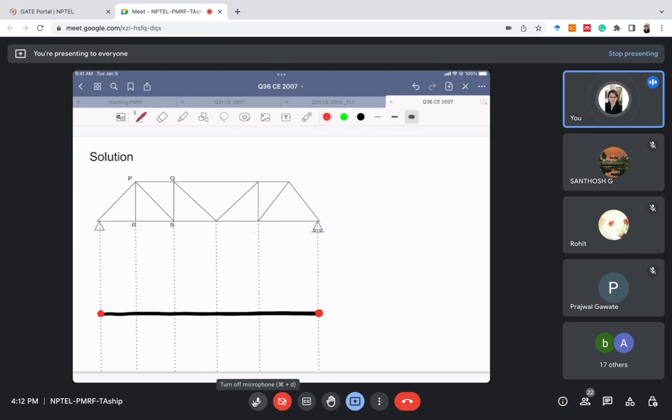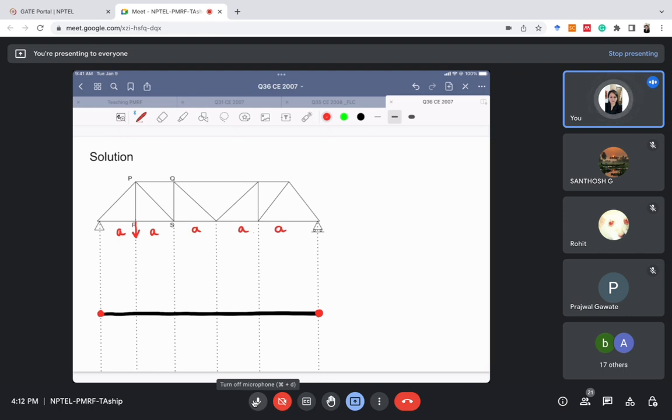Now we will move the unit load to point R, and we will calculate the force in member PS. Now, how to calculate this? Let us call all the spans A.